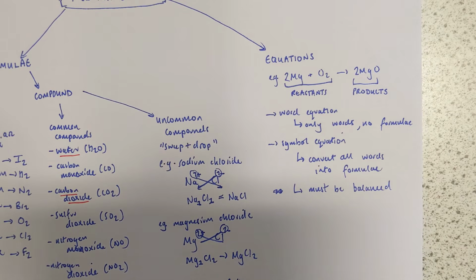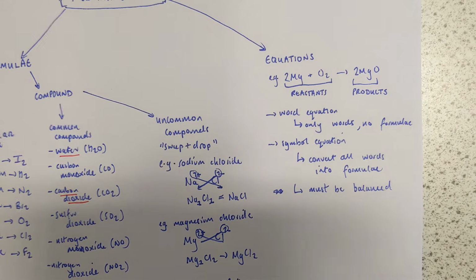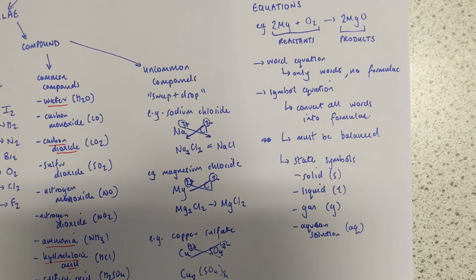Another thing which might come into a symbol equation is that occasionally they will ask you for state symbols. Now they won't always, and I always make it very clear if they do want state symbols. In a state symbol, you're just describing whether each substance in the equation is either a solid, liquid, gas, or is found in aqueous solution, which means dissolved in water. So how you show that is with a little symbol in brackets you put after each formula. A solid is shown by (s), liquid by (l), gas by (g), and an aqueous solution is shown by (aq).